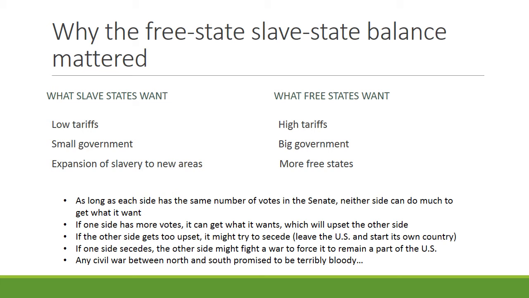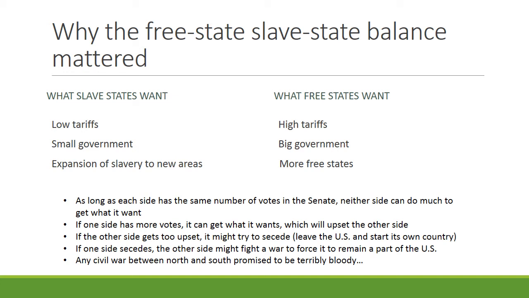Slave states wanted a low tariff because they wanted to trade internationally, especially with Great Britain, while the free states wanted a high tariff because they had factories and they wanted to protect their factories from competition, especially with England. So they wanted exact opposite economic goals to be achieved. Second, slave states wanted a small government. Basically, they just wanted to be left alone and be left to grow cotton in peace. Northern states wanted a big government that helped industry to develop, helped to build railroads, and stuff like that. That's all stuff that doesn't really help the South.